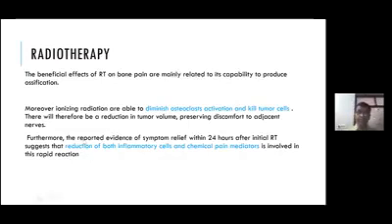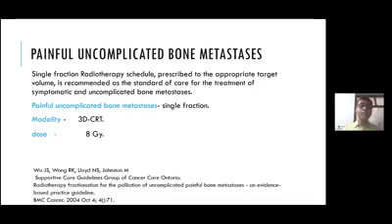It has been reported that there is symptom relief within 24 hours after initial radiotherapy because of the decrease of the inflammatory cells and chemical pain mediators involved in the pain generation of the mets. So if there is painful uncomplicated bone metastasis, then we can have single fraction radiotherapy, which is prescribed, and the modality is 3D conformal radiotherapy, and the dose is 8 Gy.